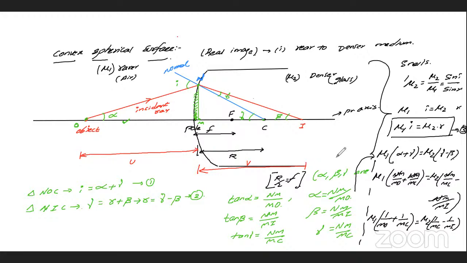Okay, good. So I'll rewrite the final relation on the next page. The final relation is mu1 into (1 by Mo plus 1 by Mc) is equal to your mu2 into (1 by Mc minus 1 by Mi). So this is your final relation.